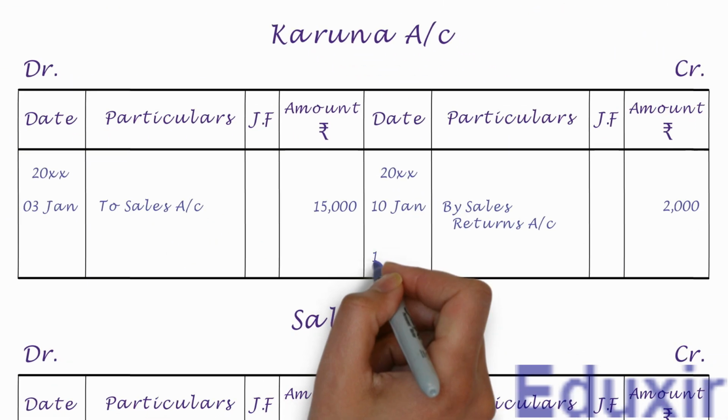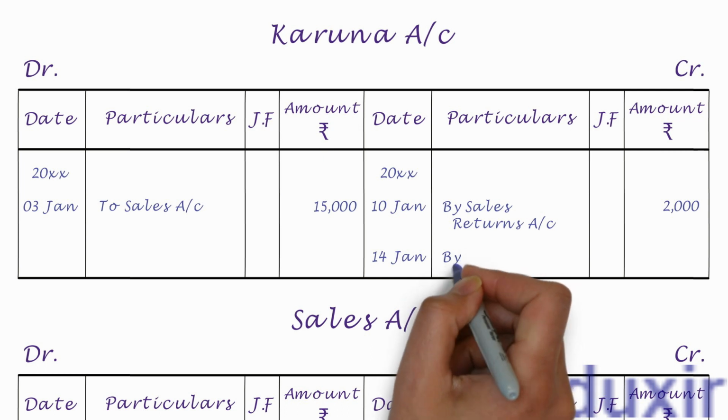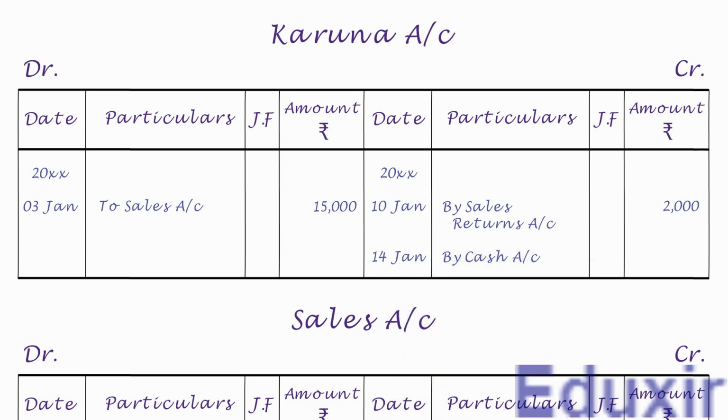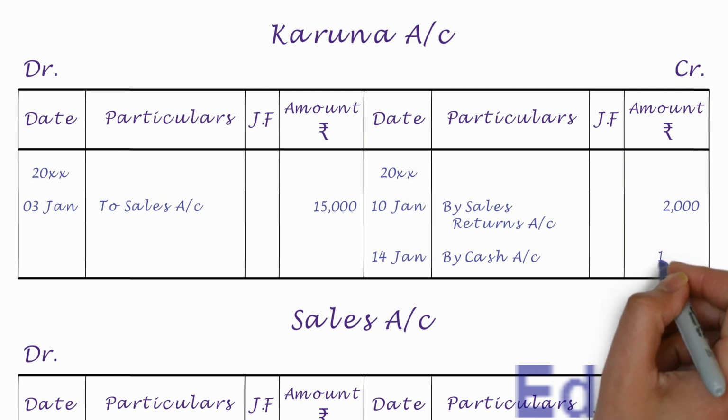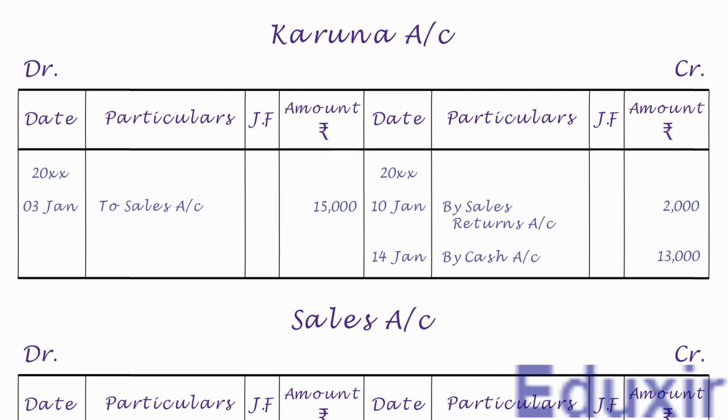Let us first write the date in the date column. We need to write by cash account into the particulars column. Let us also write the credit amount of 13,000 rupees into the amount column. With that, we have completed the posting of this journal entry into Karuna account. Let us now take up the next entry.